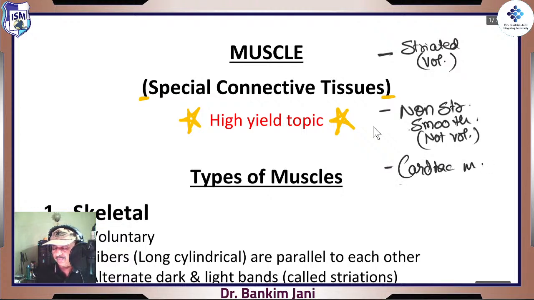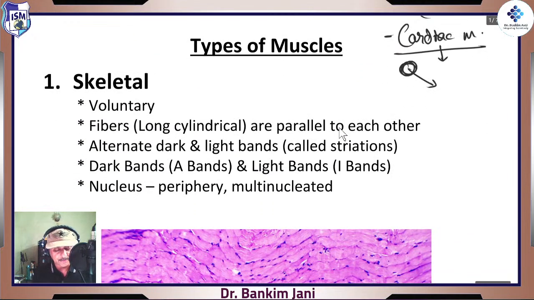They are automatic. And the third type is the cardiac muscle. I would always say that cardiac muscles are self-motivated, because there is no need of any external impulse to start them. By itself, it keeps on generating impulses, and constantly keeps on beating for decades and decades. So that's the basic distribution. Let's see the types of muscles. Skeletal muscles are voluntary, yes. Their fibers are long, cylindrical, and parallel to each other.